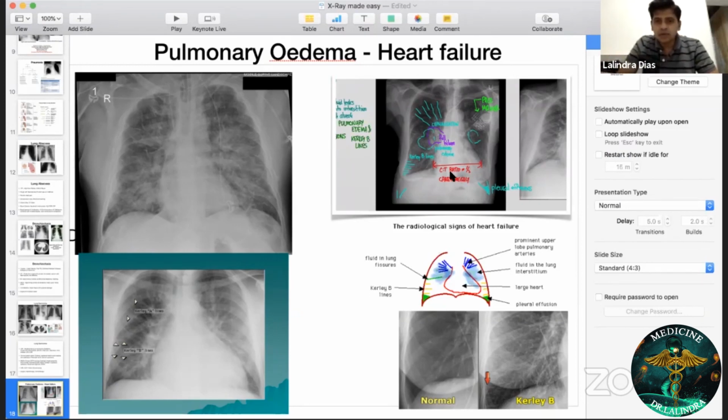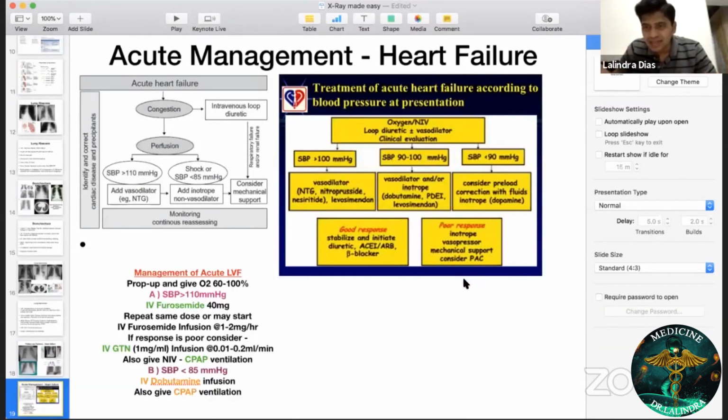Then I went to discuss radiological findings in chest X-ray: cardiomegaly, upper lobe diversion, perihilar shadowing, Kerley B lines, and pleural effusions, all that I discussed with you guys. Guys, it's not just X-ray, but the heart failure lecture I covered with you all. Entire heart failure lecture. Respiratory medicine, 75% I covered in this lecture. Or more than that, actually.